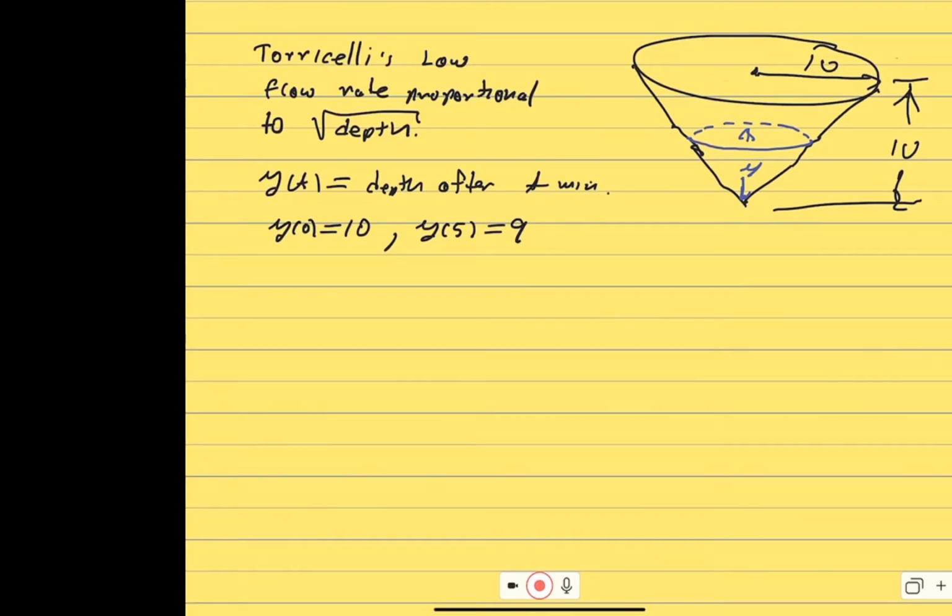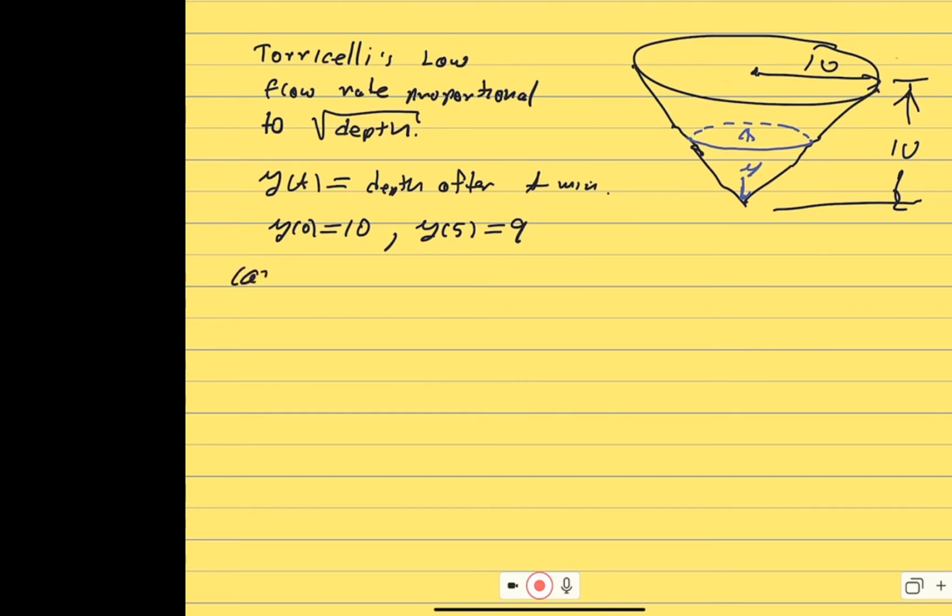Right, here we're draining the tank using Torricelli's law that the rate of flow is proportional to the square root of the depth. So we start with a tank 10 feet tall. It's a cone, and the height here is 10 also. So the first thing we want to figure out is the volume of this when the height is that.